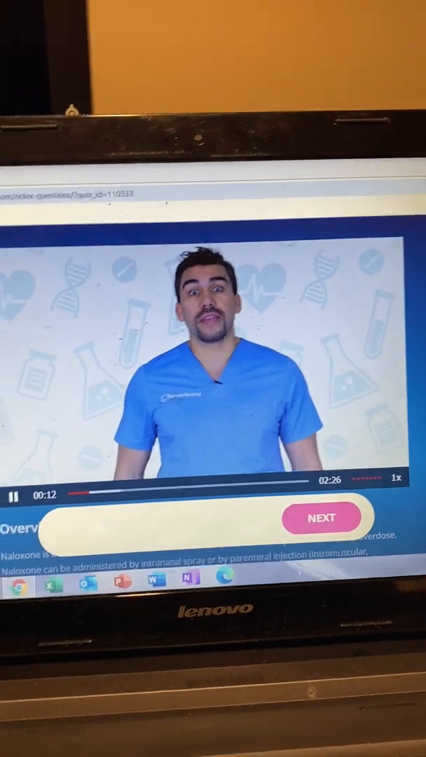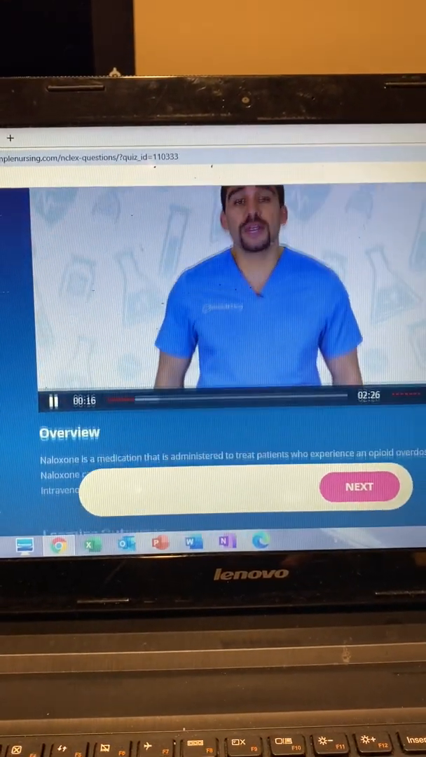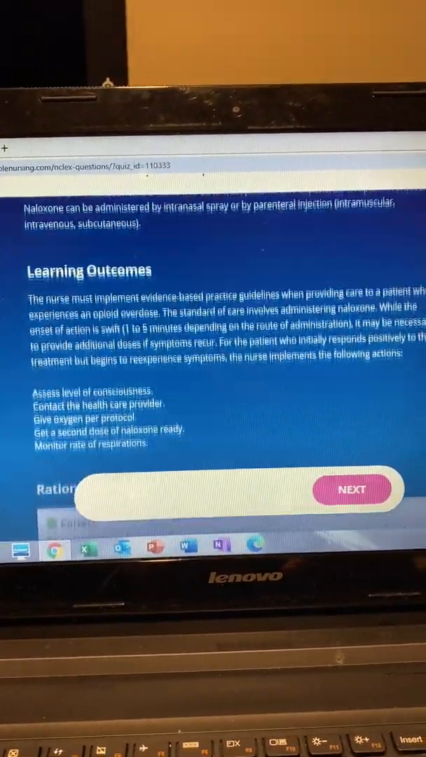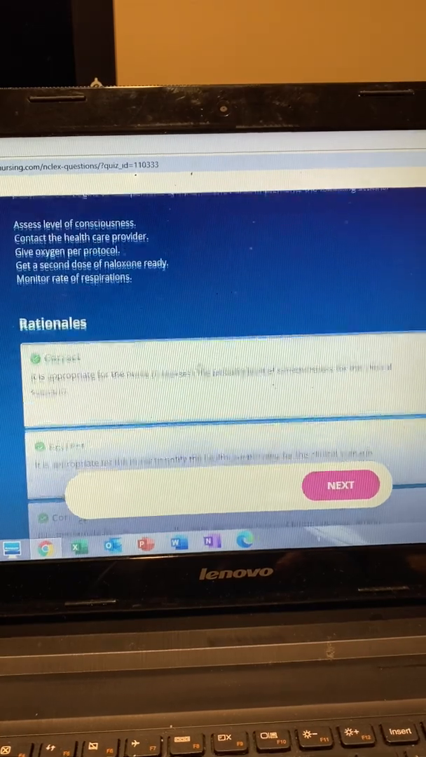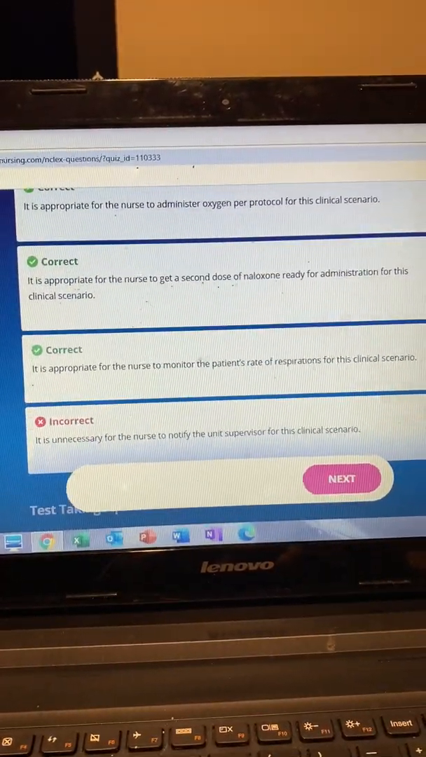then unresponsive again. So before looking at the options, we're just thinking naloxone is an opioid reversal. So basically blocks opioid absorption here. Now, the patients need multiple doses because of the very short half-life of naloxone.